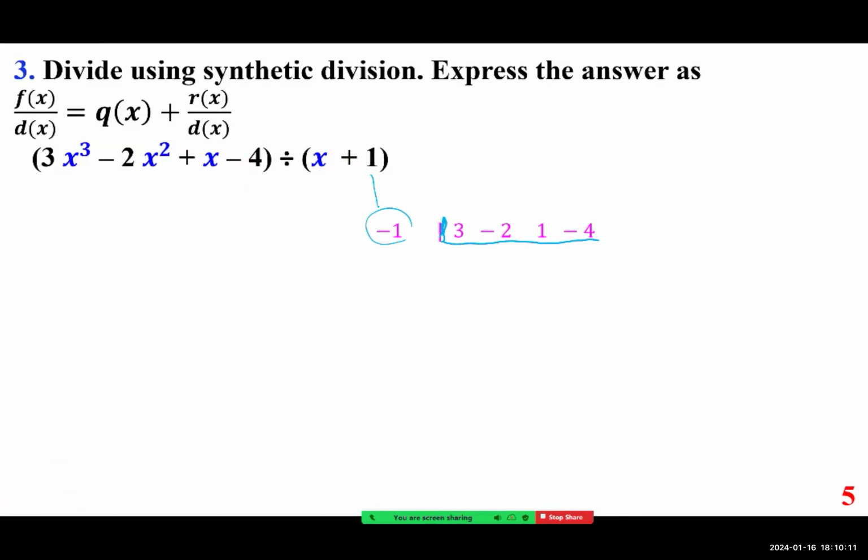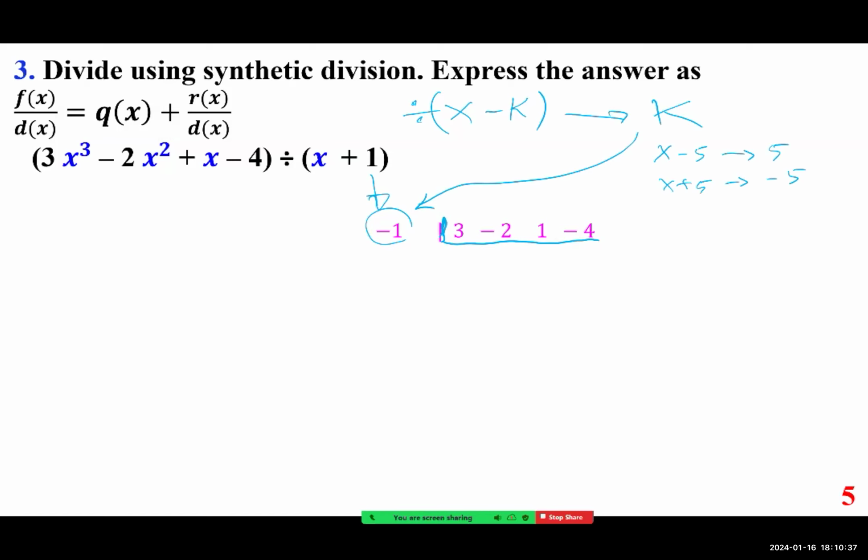And this comes from here. Now, when you divide by x minus k, then you use k here. Meaning, if I'm dividing by x minus 5, I will use 5. If I'm dividing by x plus 5, I use minus 5, and that's exactly what's happening here.